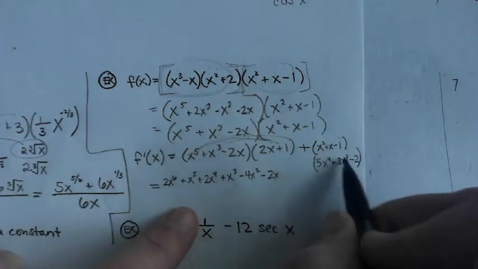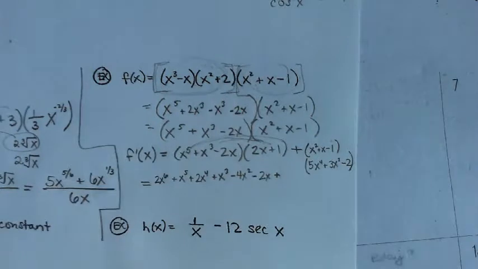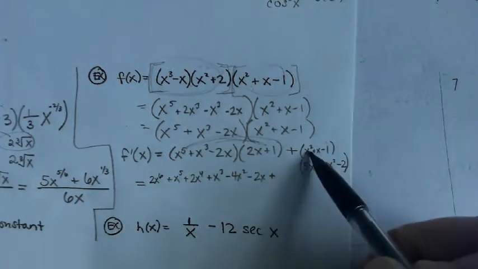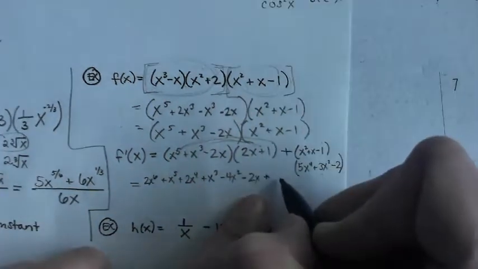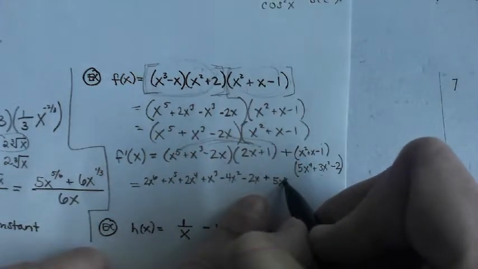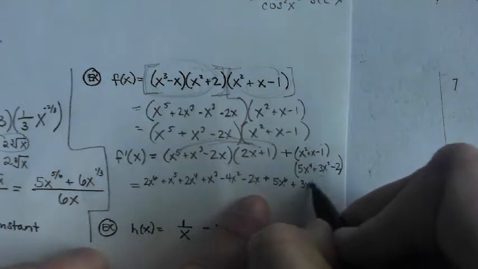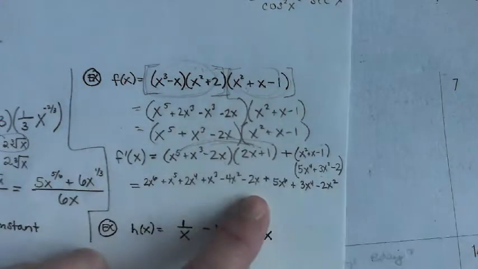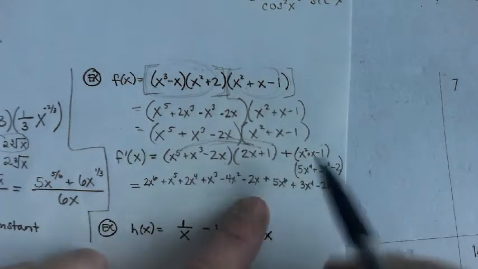And then I have another trinomial times a trinomial. So you just have to be very careful with all of this. So I'm distributing my x squared through, which will be 5x to the 6th plus 3x to the 4th minus 2x squared. Then distribute my x through.